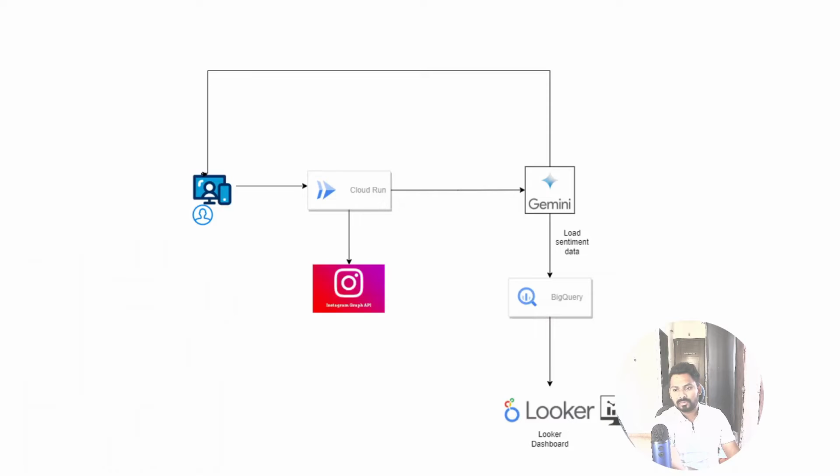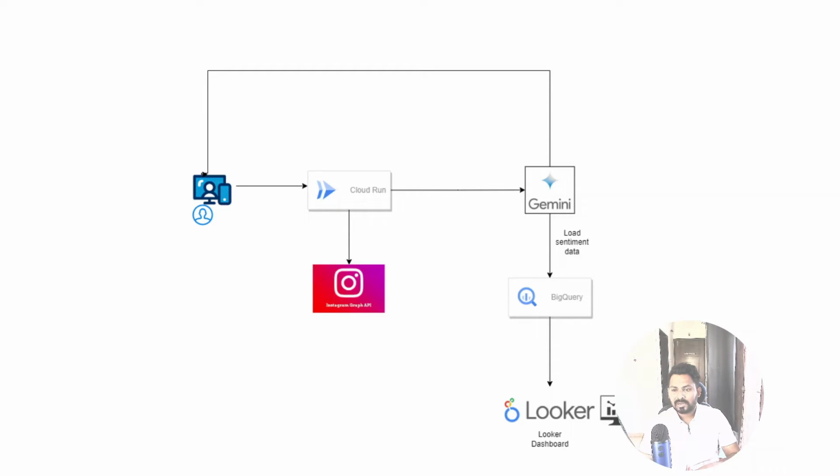Okay, so this is the architecture we have followed to build the application. We created one Python application and deployed it on Cloud Run. It fetches data from Instagram using the Instagram Graph API. We take a hashtag as an input, and using that input it fetches data from the Instagram Graph API and gets the URL of all the tagged posts.